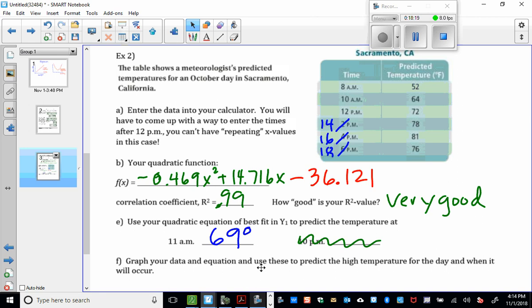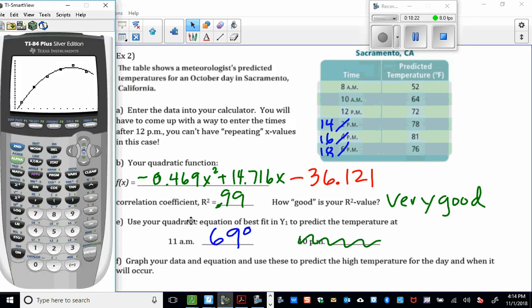Okay, next we're going to use the graph and the equation to predict the high temperature for the day and when it will occur. Now, we have another feature on the calculator. The high temperature is like right here, right at the top of this parabola. That's the high. So I can use my calculator to do second calc. And this time I'm going to pick maximum. This is going to help me basically find the vertex. Second calc, number 4, maximum.